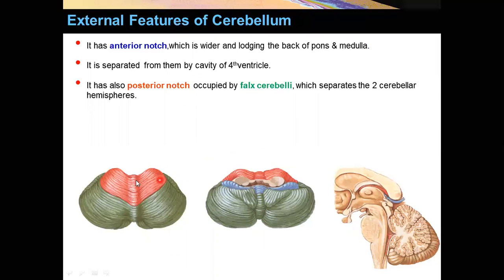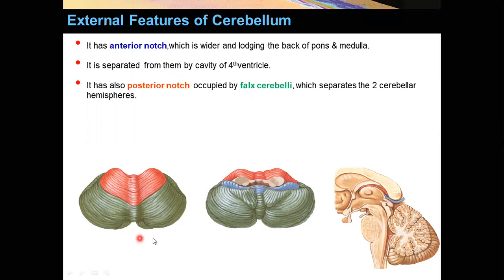Now, if you look at the cerebellum at the anterior pole of the anterior lobe, there is a notch here. This notch is the anterior notch. As you see, it is wider and lodges the peduncle of the pons and the medulla, and it is separated from them by the fourth ventricle. You can see the fourth ventricle.